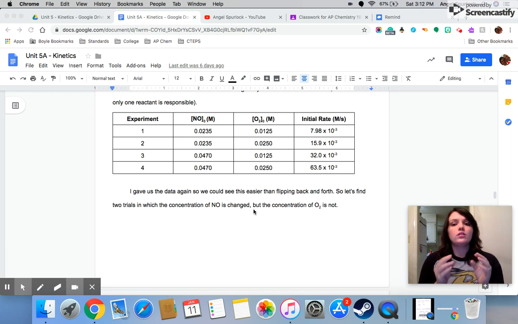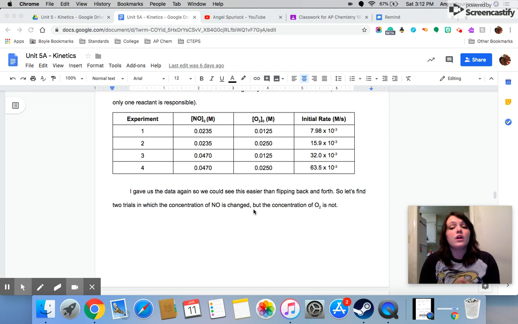In order to find the order of an individual reactant, we need to see how changing the concentration of that reactant only is going to affect our rate, because that's what the order tells us. Remember, the order of a reaction is a shorthanded way to tell us, if you change the concentration of this reactant, here's how your rate is going to be affected.